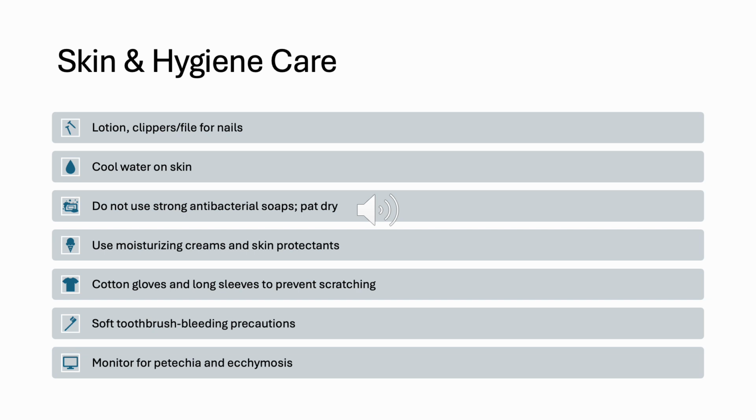sleeves. They're going to need a soft toothbrush, and remember all the bleeding precautions because people with cirrhosis are at high risk for bleeding. So electric shaver, nothing PR, all those precautions. Okay, monitor for petechiae and ecchymosis.